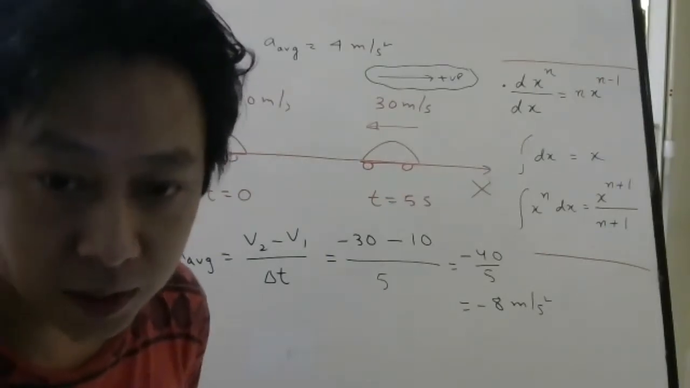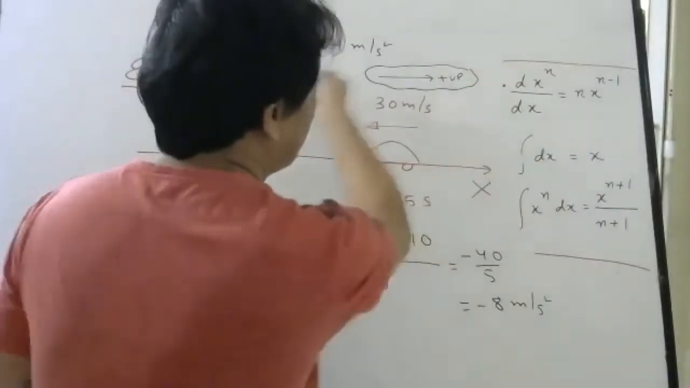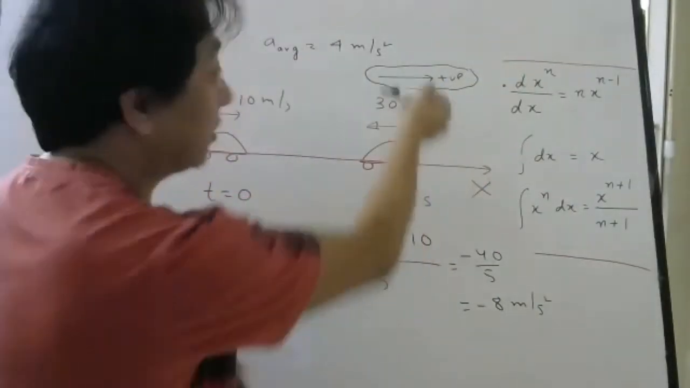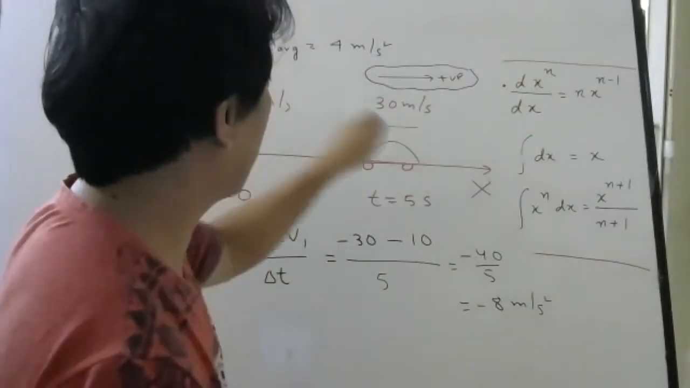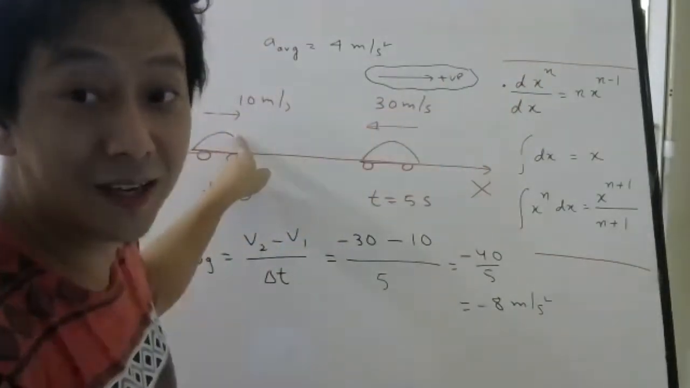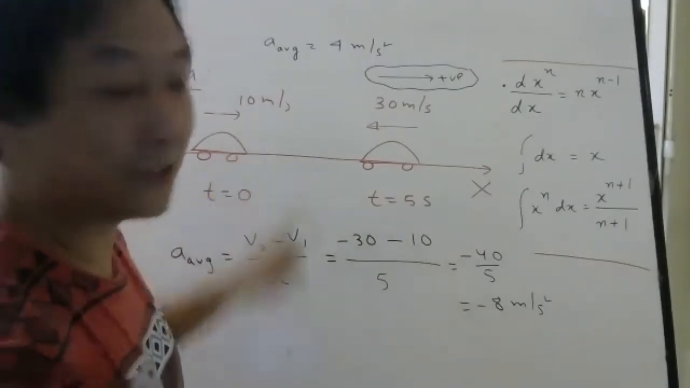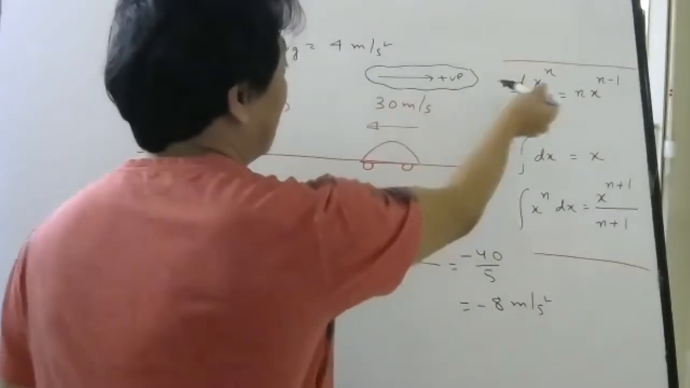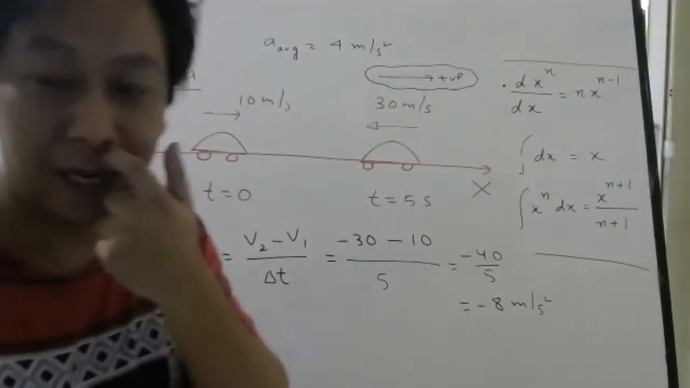Sir, if you want, we can take V1 as negative. You can take that, but you have to mention which side is positive. If I take this side positive, then this will be positive and this will be negative. So be careful.